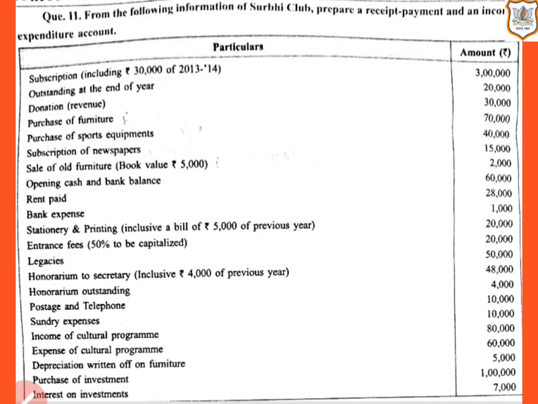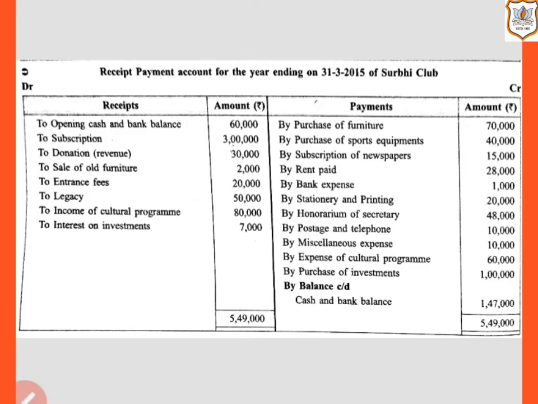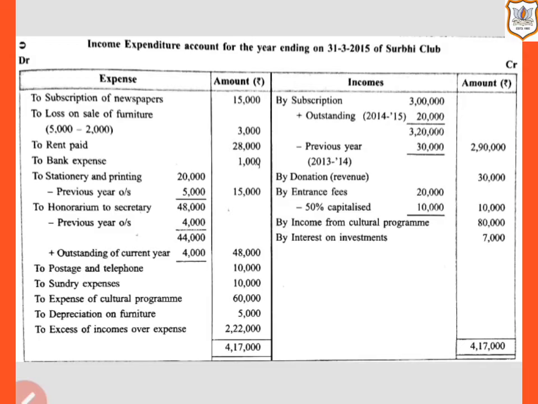Next is subscription of a newspaper. Here the amount given is 15,000. Subscription of newspaper is an expense which is of revenue nature. So it will be disclosed both in the receipt and payment account and the income and expenditure account. So let us see in the receipt and payment account. As it is an expense, we will show it on the payment side. Here it is, by subscription of newspaper, amount is 15,000. Now let us see in the income and expenditure account. We will show it on the expense side. Here it is, subscription of newspaper, amount is 15,000. Now let us see the next.